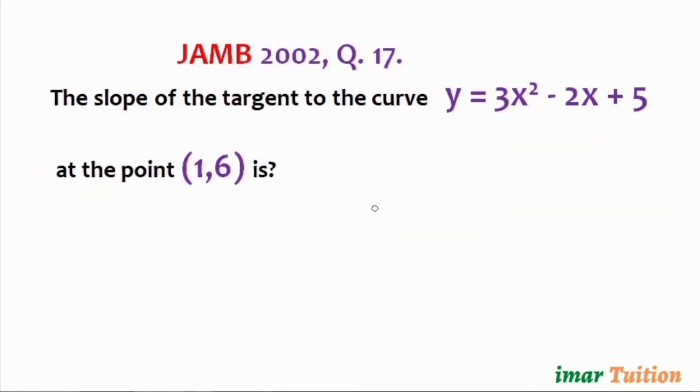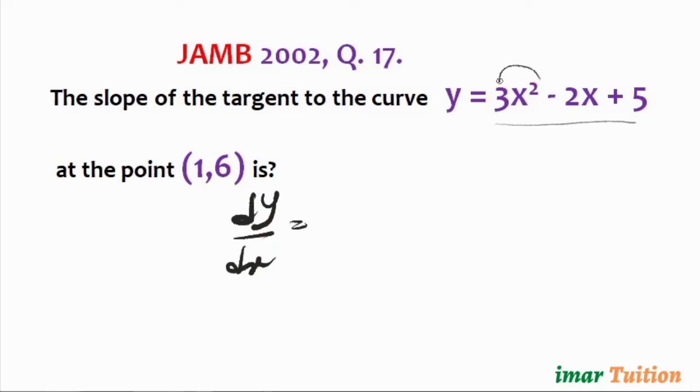This particular question also takes a similar form with the one we just concluded. But in this case, we are not looking for k, we are looking for the gradient. And the gradient here, they say the slope of the tangent to the curve y = 3x² − 2x + 5 at the point (1, 6) is what? What is the gradient? So the gradient dy/dx is usually the derivative of the equation y.